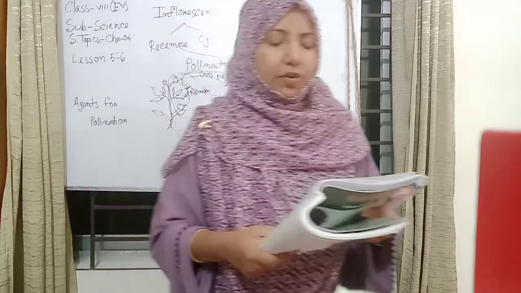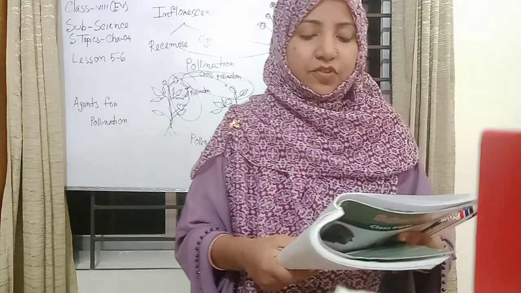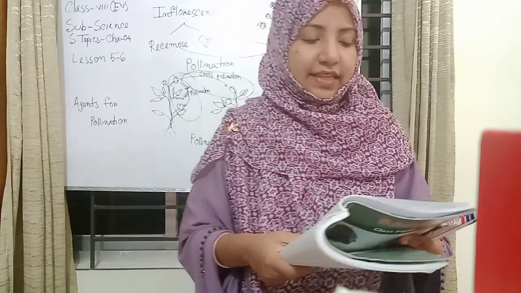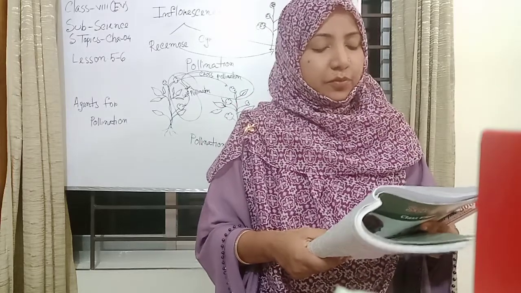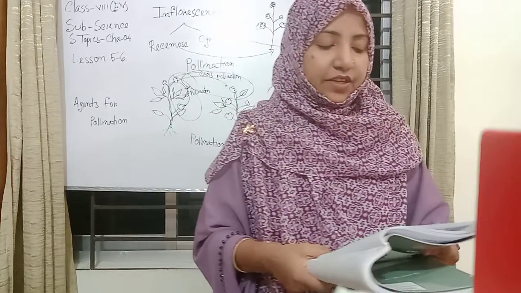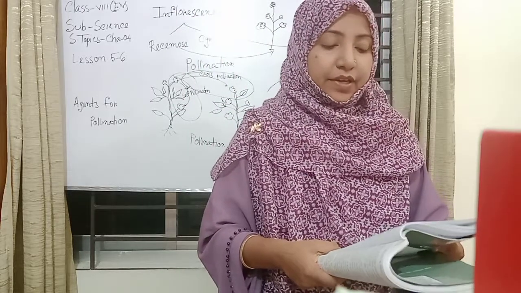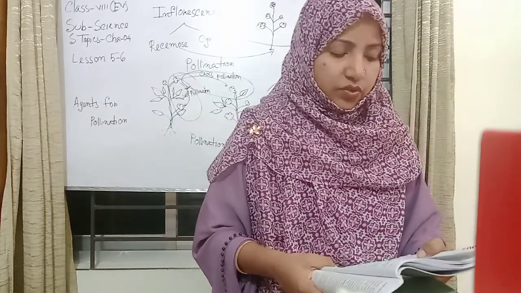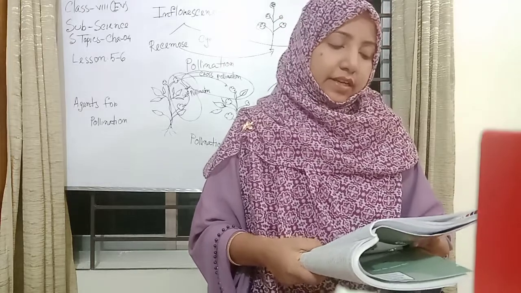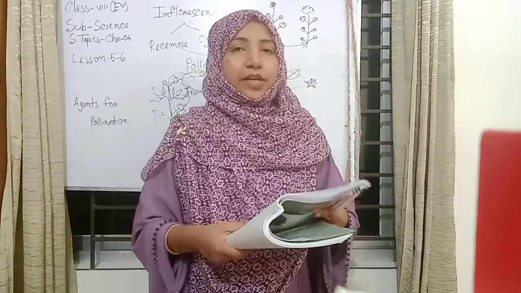To get the help of pollinating media, some structural modifications are seen in flowers. These modifications are known as adaptation. The adaptations are different for various pollinating media. The adaptations are as follows. First, adaptation of insect pollinated flowers.